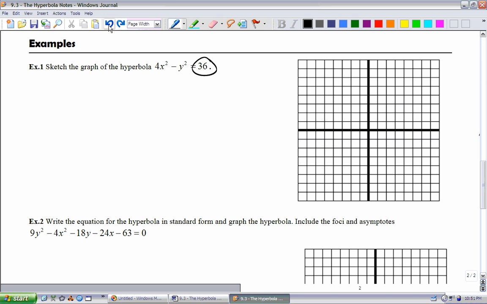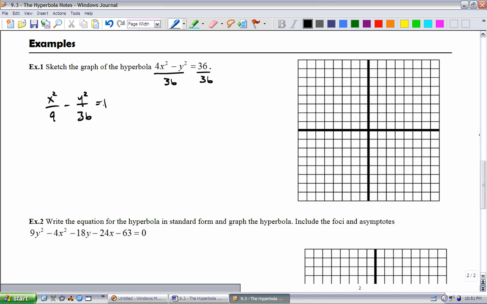So to deal with that, which we probably did with ellipses, divide both sides by 36. Okay, that'll get us our 1 over on the other side. We'll get x squared over 9 minus y squared over 36 equals 1.